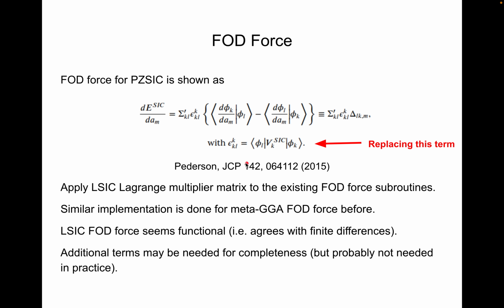For completeness, by doing this type of substitution, you might need additional terms, because the MetaGGA SIC matrix, the bra and ket are not the same as this. But in practical use, because we ran the test and saw agreement of the forces from this way against the finite difference, doing this is fine. Replacing this term is fine to obtain the FOD force.